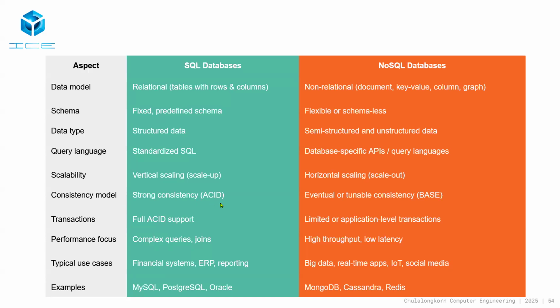The consistency model, last time we talked about the ACID properties: atomicity, consistency, isolation, and durability, which is the acronym for ACID. We talked about how strong a particular database management system is at that. But the NoSQL database doesn't have anything to do with ACID pretty much. So basically, you have to tune the consistency of the database yourself.